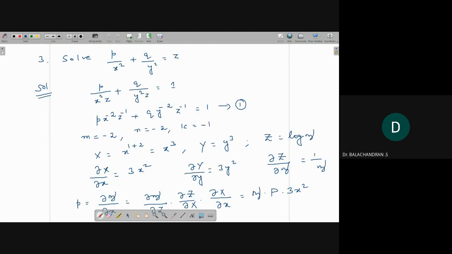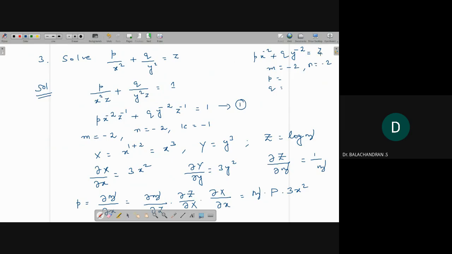Here you are dividing by Z. Suppose you are not dividing by Z, you are writing only P into x power minus 2 plus Q into y power minus 2 is equal to Z. Now from this you can find the value of m equal to minus 2 and n equal to minus 2. You cannot find the value of K. Then you will use the partial derivatives P and Q. For this, the partial derivative is a little bit different. You can see the table.